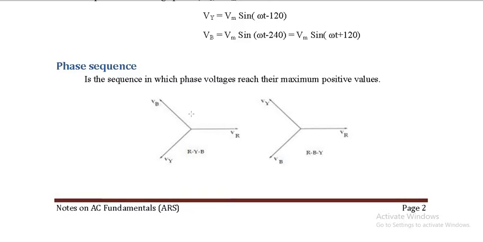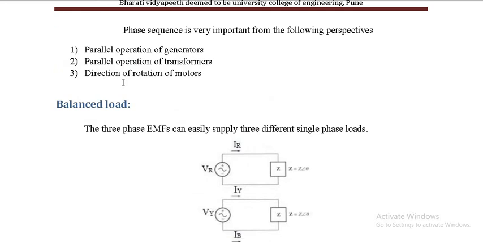Okay, mind well, the phase sequence has to be always correct. The next thing is, why am I elaborating on this phase sequence? Phase sequence is very important as far as parallel operation of generators is concerned. That means when you want to run two generators in parallel, the phase sequence has to be clearly followed. If one is RYB, the other should also be RYB. Otherwise, it will be erroneous operation and it will be a major fault.